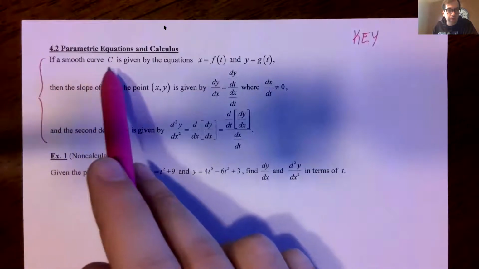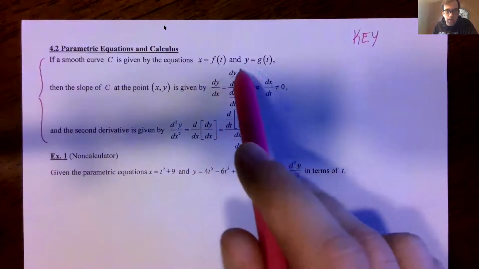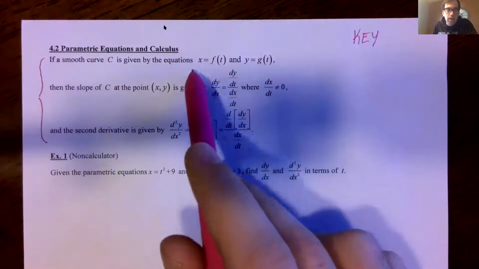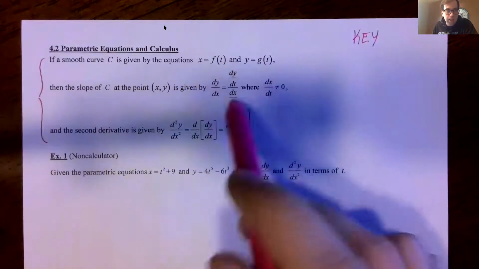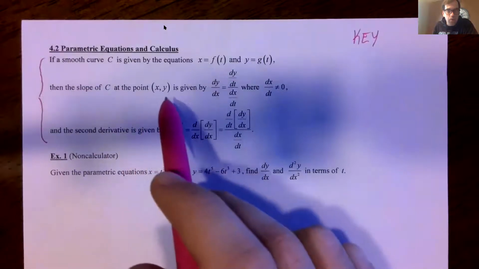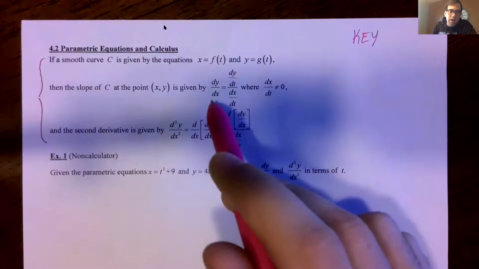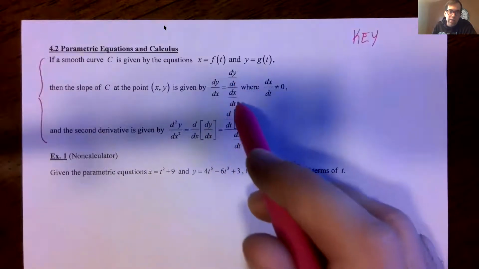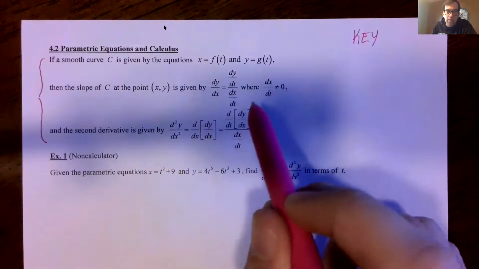If a smooth curve C is given by the equations x equals f of t and y equals g of t, so in other words, we have our x equals and our y equals on the right side in terms of t, so it's a parametric equation, then the slope of C at the point (x, y) is given by dy/dx equals dy/dt over dx/dt, where dx/dt is not equal to 0. Okay, so let's break that down.